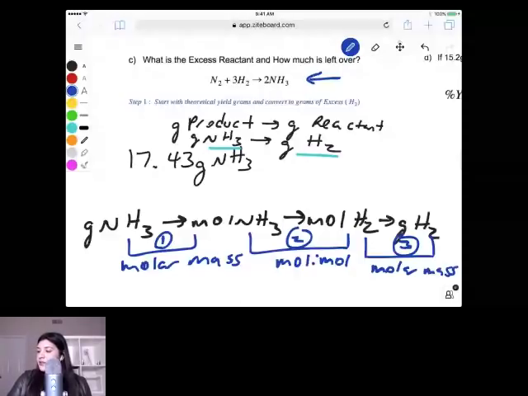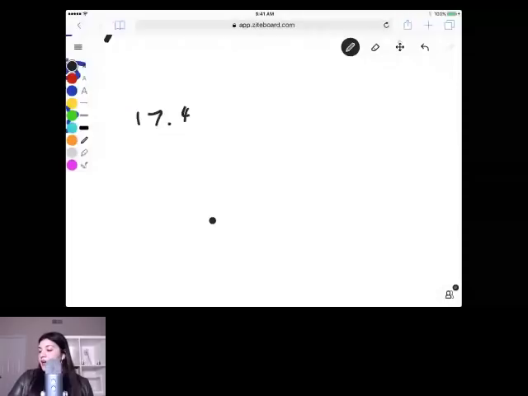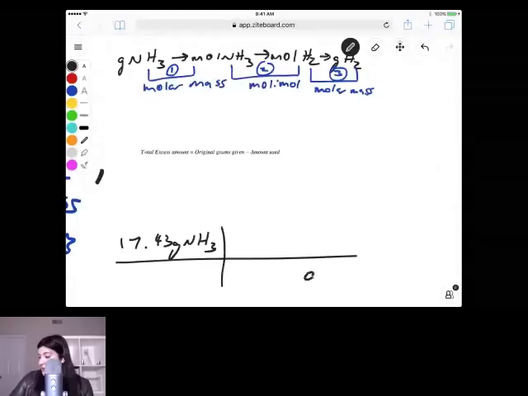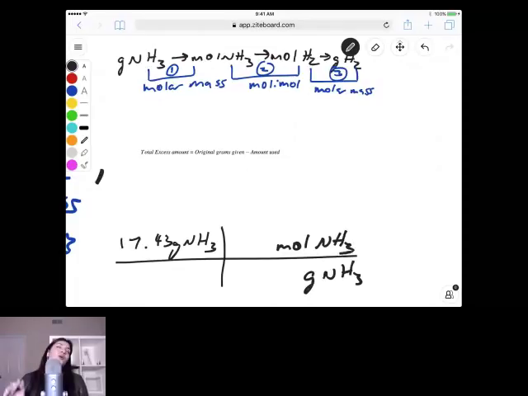So continuing on, I'm just going to scooch this along. Actually, I'm going to scroll up. There we go. So 17.43 grams of NH3. That's what we're starting with. And we said that we're going to moles of NH3 using the molar mass. So I'm going to put the grams of NH3 on the bottom and moles on top of NH3. Using the molar mass, we found this before. It was 17.04 grams of NH3 per every 1 mole. We figured that out before.